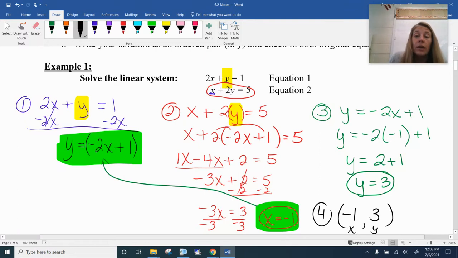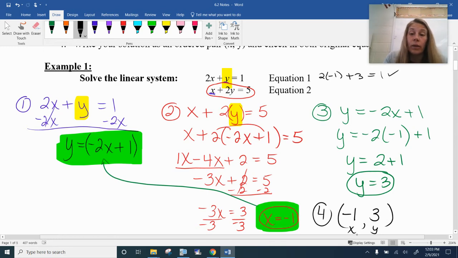our solution. Now, the one way to check that would be plug these values into the two original equations and make sure that they give you true statements. So if I put it into the first one, I would have 2 times -1 plus 3, which is -2 plus 3, which does equal 1.